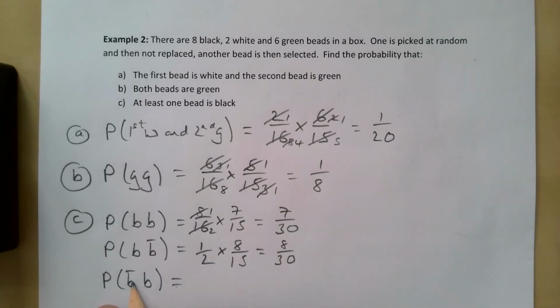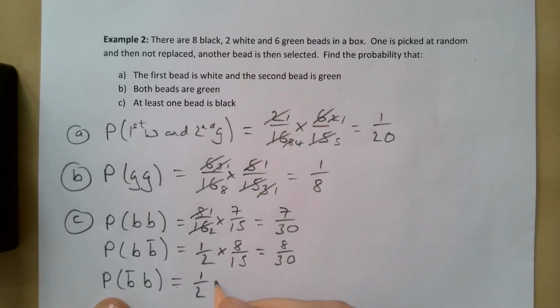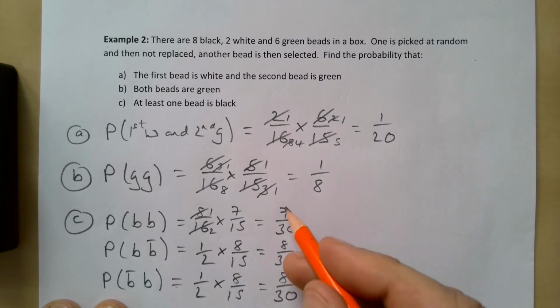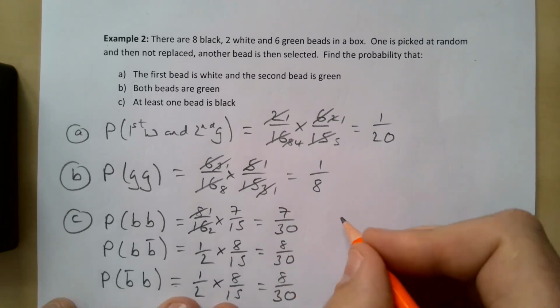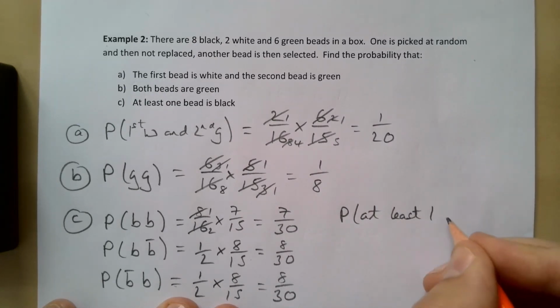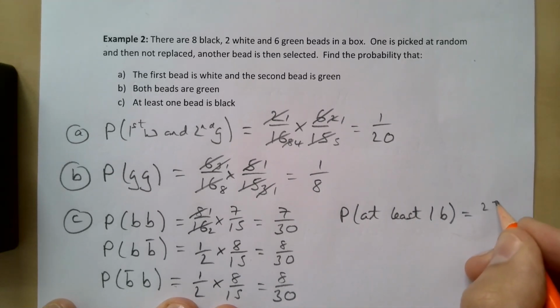And finally, what's the probability the first one isn't black? Is of course then going to be a half, because there's 2 white, there's 6 green, that's 8 out of the 16. What's the probability the second one's black? That's 8 out of 15. That's going to be 8 out of 30 as well. 8 plus 8 gives me 16, plus 7 gives me 23. So my probability of at least one black is going to be 23 out of 30.